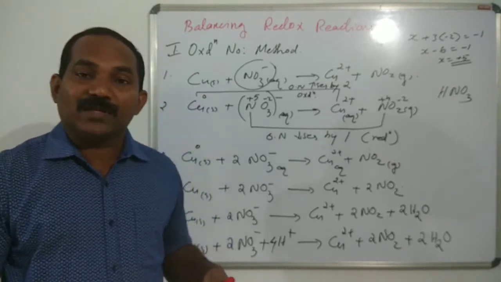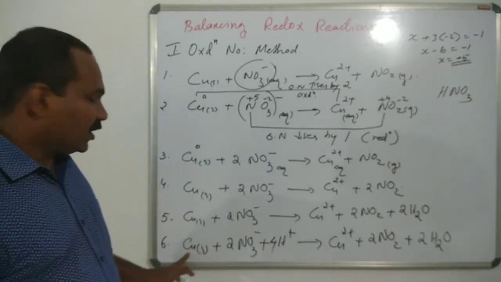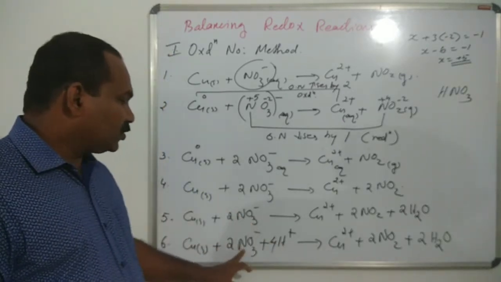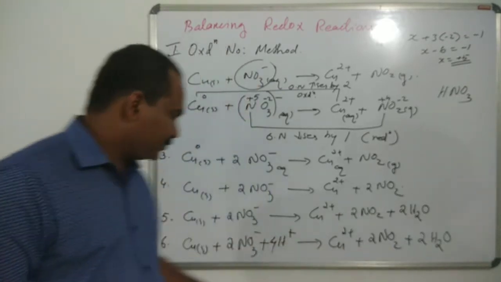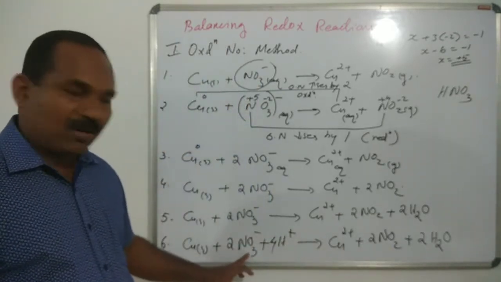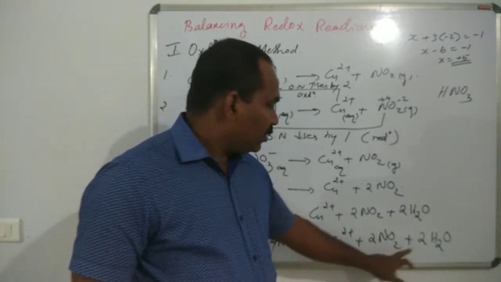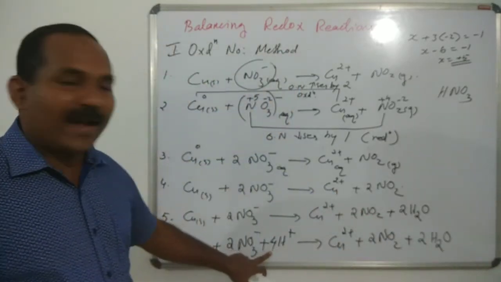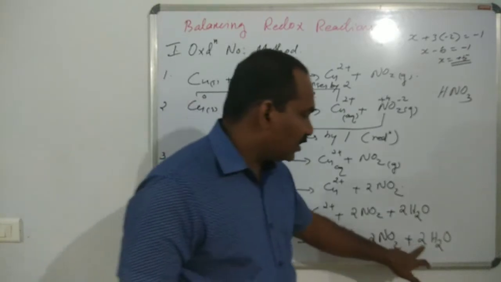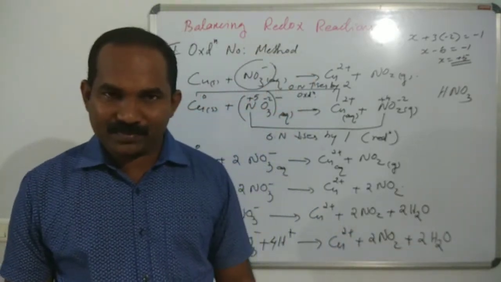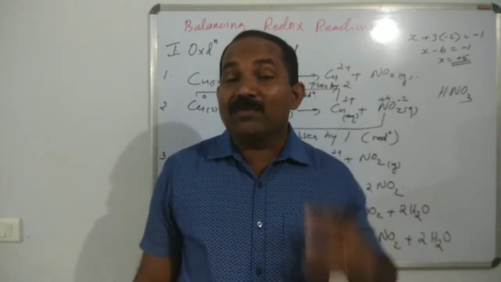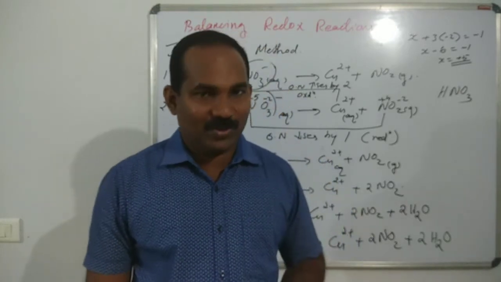Finally, you should check whether the equation is balanced. Copper solid, 1 mole. Here also 1 mole. 2 into 1, 2 nitrogen, 2 into 1, 2 nitrogen. 2 into 3, 6 oxygen; 2 into 2, 4 plus 2 into 1, 2. So 4 plus 2, 6. Oxygen is balanced. 4 hydrogen ions on the left side. Here 2 into 2, 4 hydrogen. Okay, these are the various steps involved in balancing a chemical equation. Are you clear? Yes.